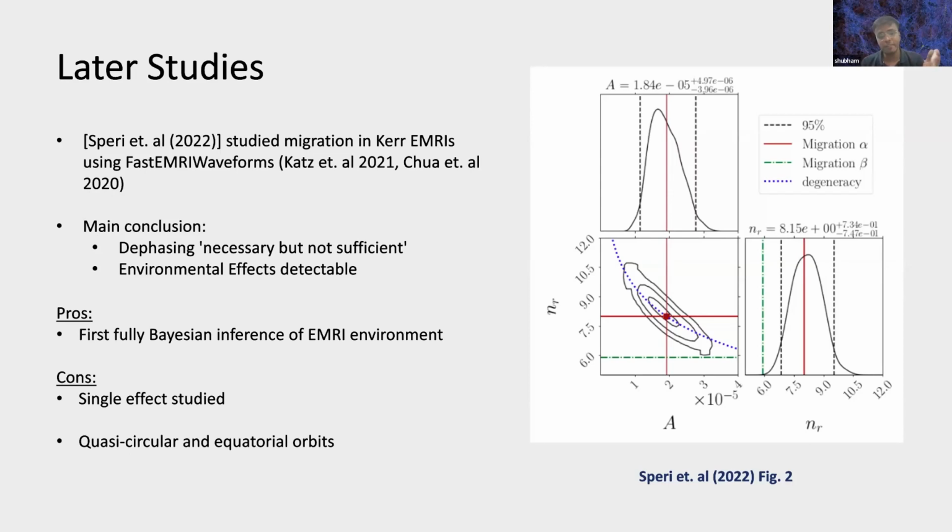Again, breaking it down in a very naive sort of pros and cons list. Pros is that this is the first time a fully Bayesian inference of EMRI environments was conducted. But the cons is that a single effect has been studied. I'll talk a bit more about this in the next slide. And again, although it's a Kerr system, it's a quasi-circular and equatorial orbit of the secondary. So it's not a fully generic Kerr EMRI system that we would like to finally study in the context of environmental effects.